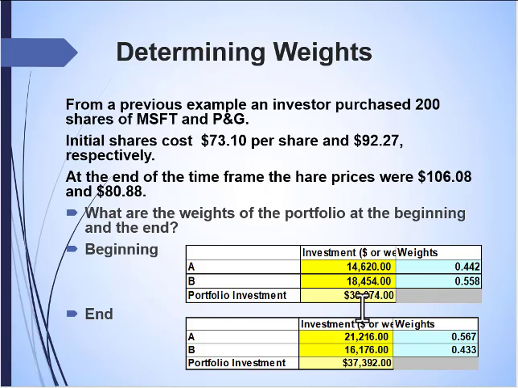14,620 divided by 33,074 is 44.2%. Now, when the prices changed, the weights changed. So now it ended up that asset A, which is the Microsoft, is now 56% of the portfolio, and P&G, the other part, is now 43% of the portfolio.